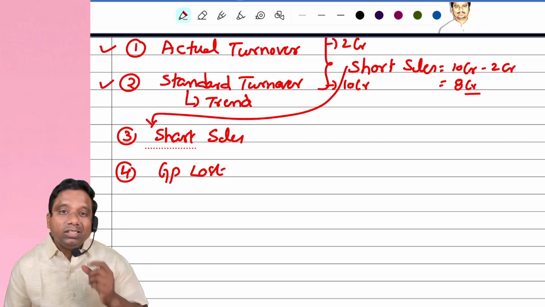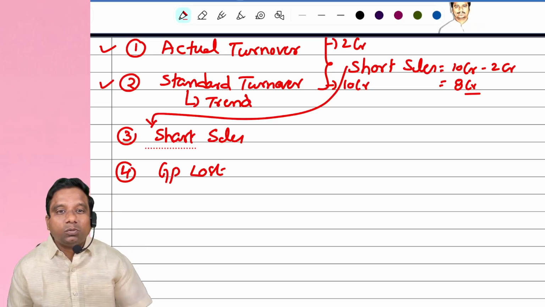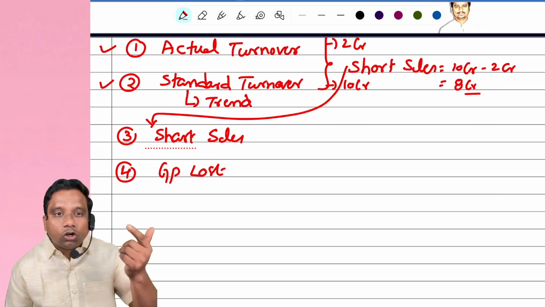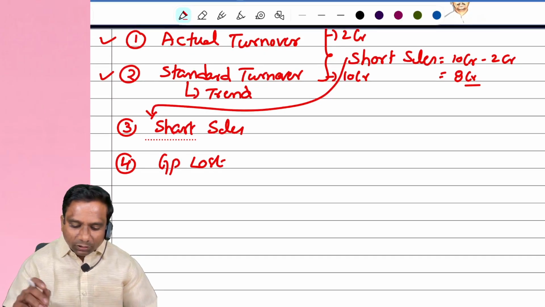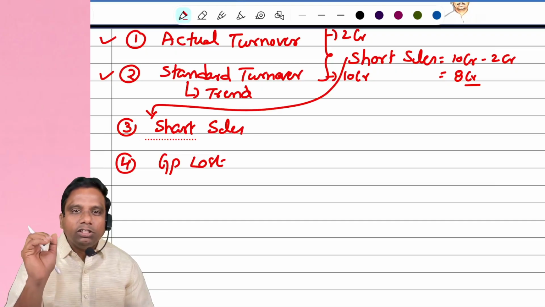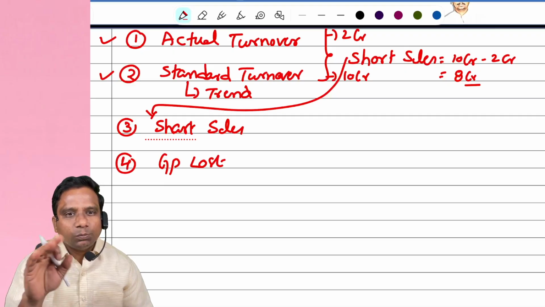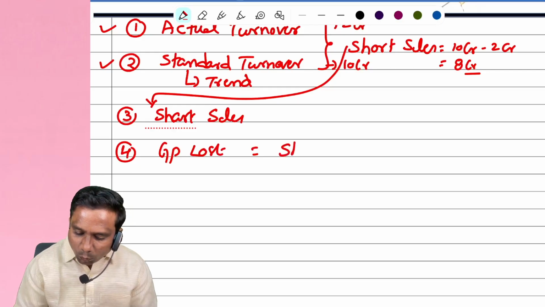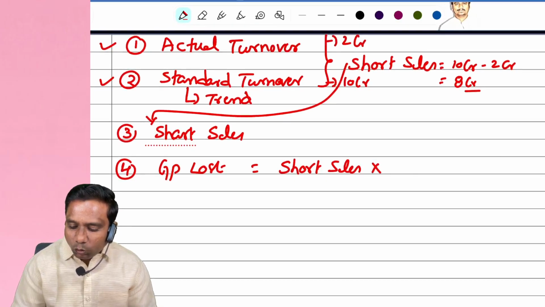Sir, you are saying loss of profit, na? Which profit, sir? Is it net profit or gross profit? We have gross profit and net profit, na? Wait for some time. In case of insurance, the terminology they use is gross profit. Gross profit lost is equal to how much sales you lost, short sales, into GP rate.